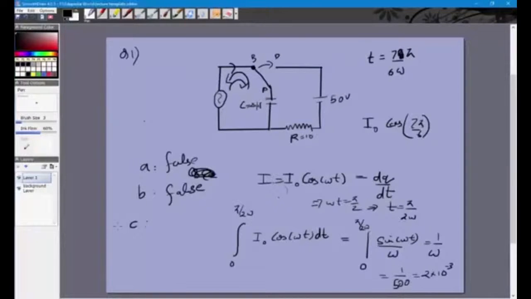C says that immediately after A is connected, the current is 10 ampere. So what is the current immediately after A is connected? For that we need to know the charge on the capacitor at t equal to 7 pi by 6 omega. That's easy enough, we'll just replace pi by 2 omega by 7 pi by 6 omega. This will be sine of 7 pi by 6 divided by omega. Sine of 7 pi by 6 is minus half. So this will be minus 1 by 2 omega instead of 1 by omega, and minus 1 by 2 omega is minus 1 by 1000. So this is the charge, right?